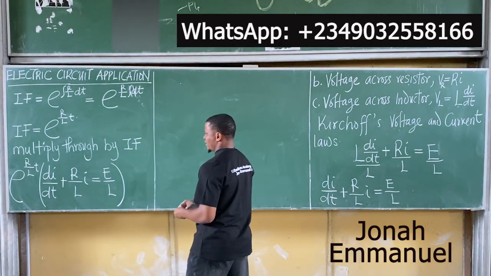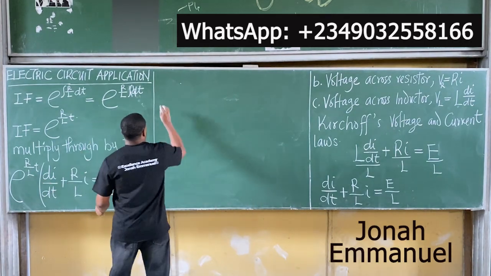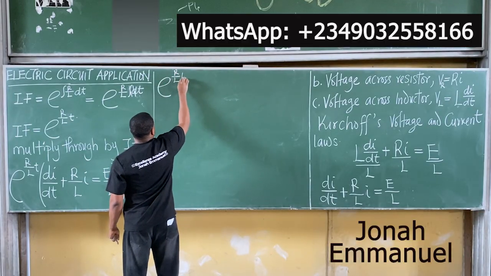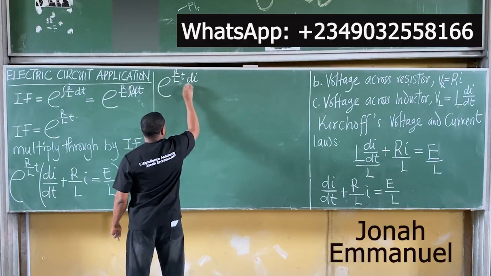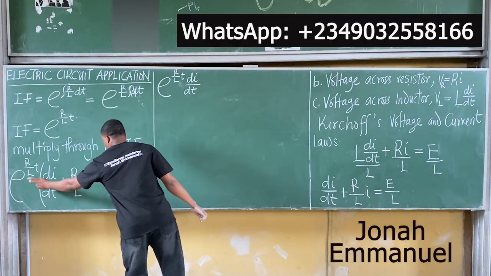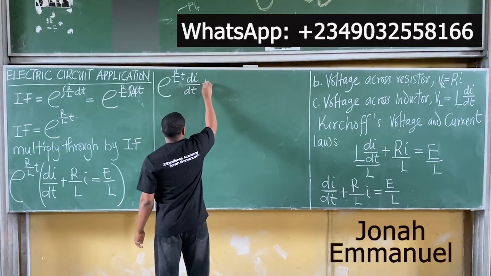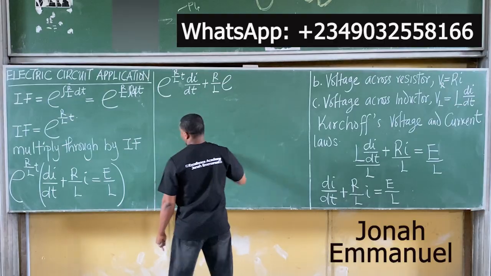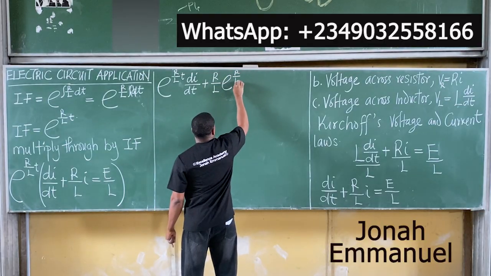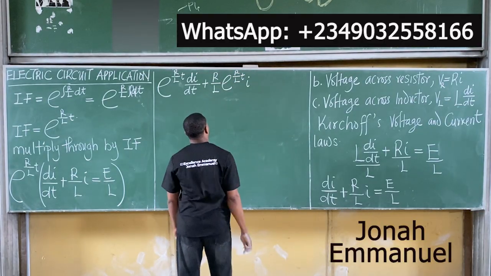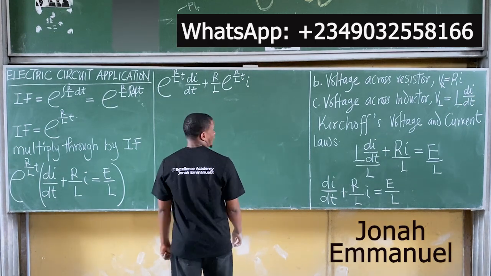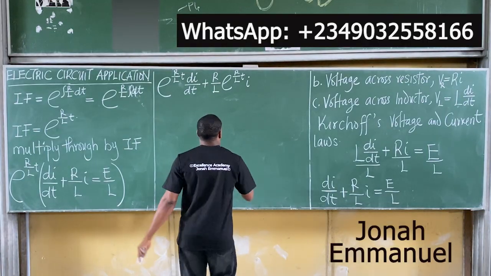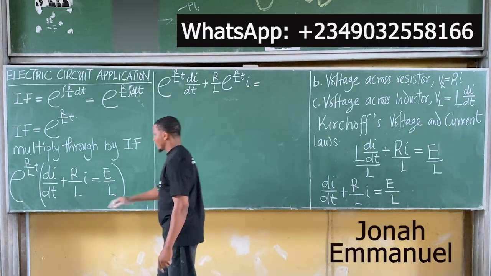Alright, so expand this, what do you have here? This and this, what do you have here? Exponential R over L times t into what there? The dI/dt. Take this and this, what do you have there? Plus R over L exponential R over L times t into what there? I. Is it correct? Yes. Or should we invert them? Same thing, all right? So it's equal to this and this.